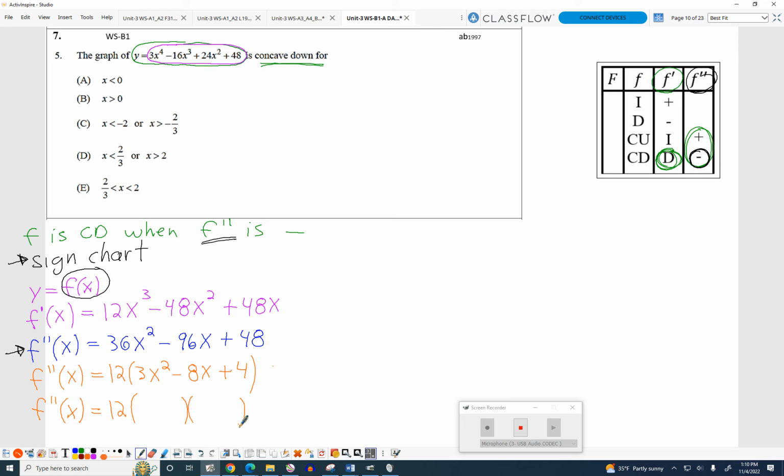So Henry, usually this and this are pretty easy. What has to go here and here? X. And whatever's here and here must multiply to be this. So what must go here and here, Henry?